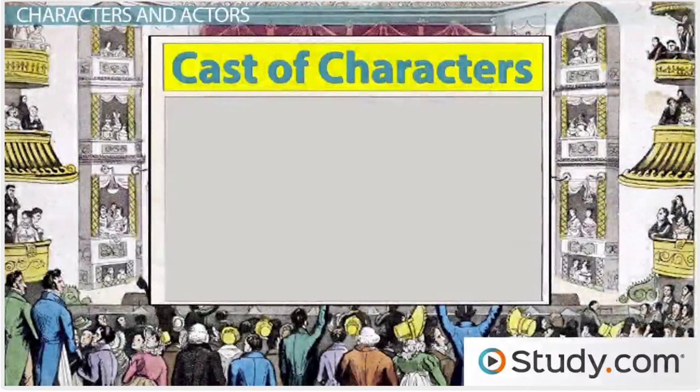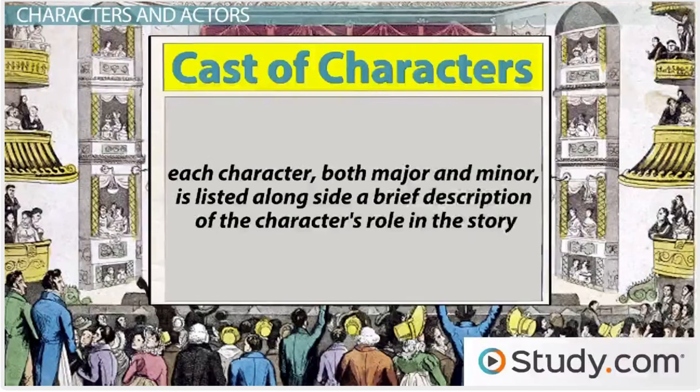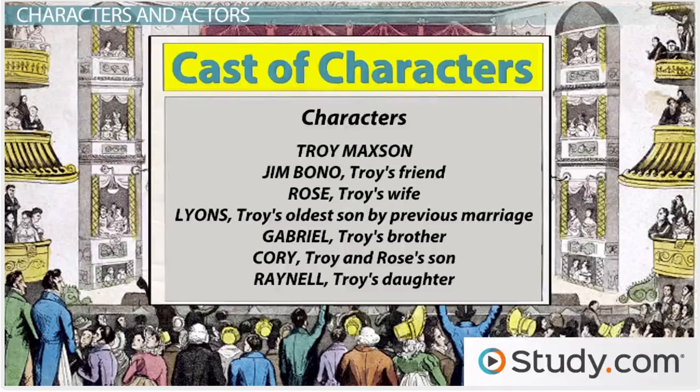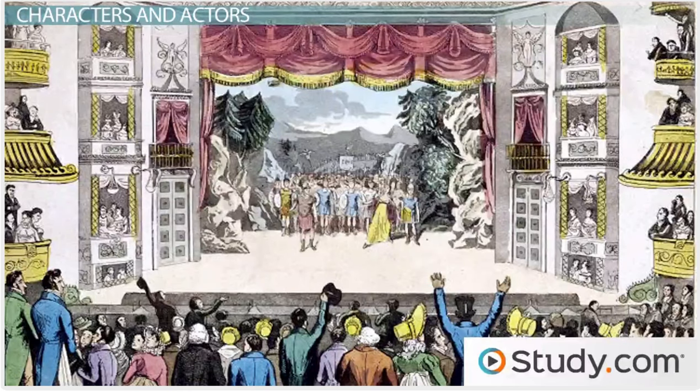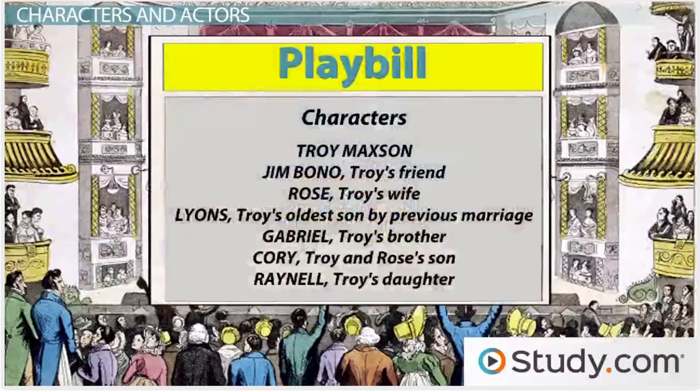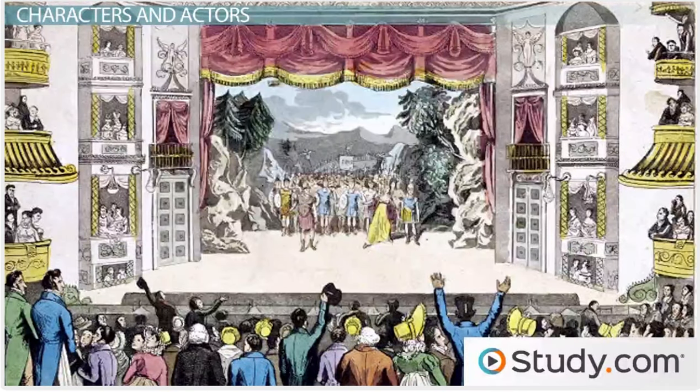Before the dialogue in a script, the playwright will often include a cast of characters. Typically, each character, both major and minor, is listed alongside a brief description of the character's role in the story. In this example, you can see that Troy is the main character, and each character is described in relation to him. This list is usually given to audience members on a printed playbill or program as they enter the theater so that they may identify the major characters and the actors who will play them.